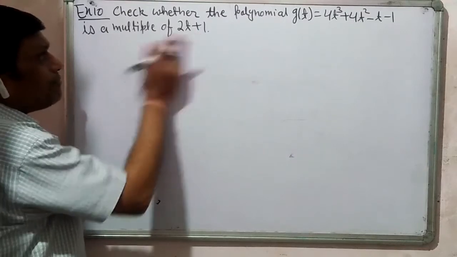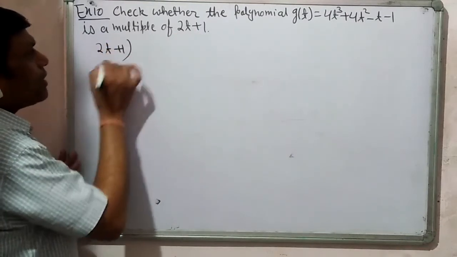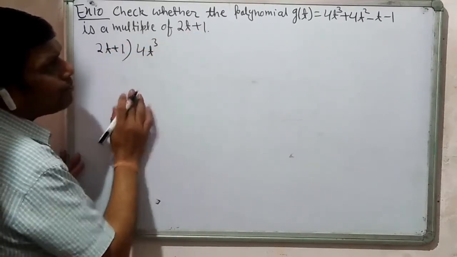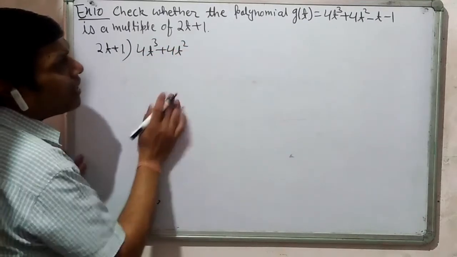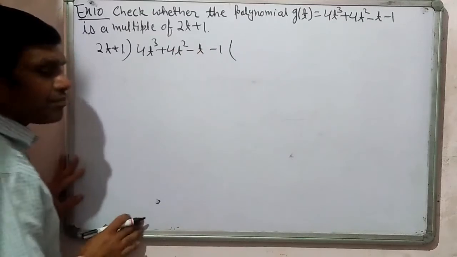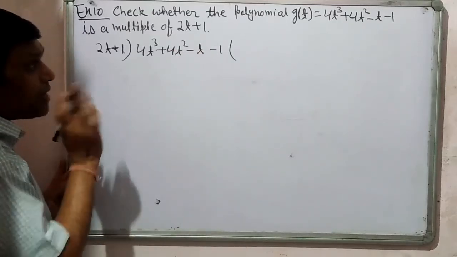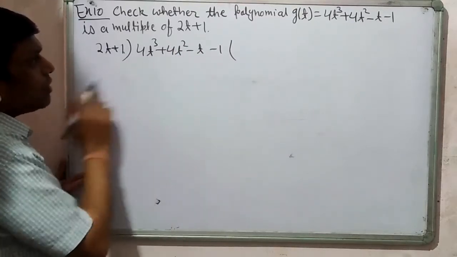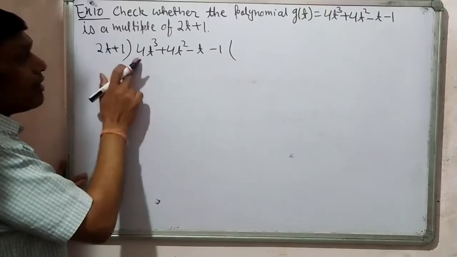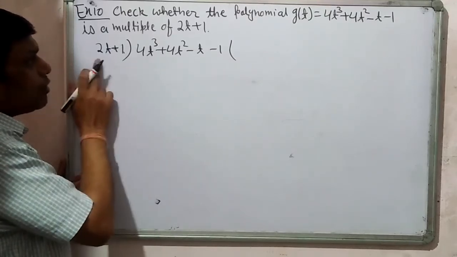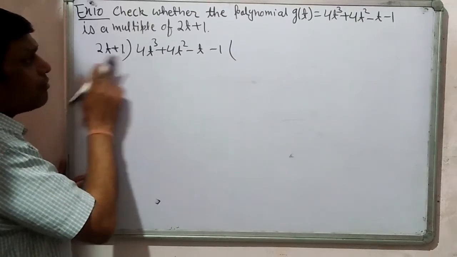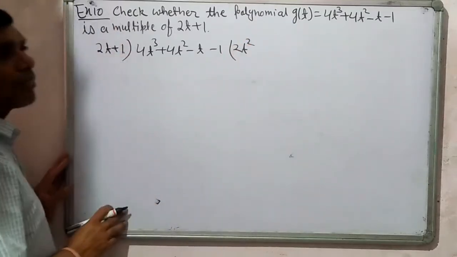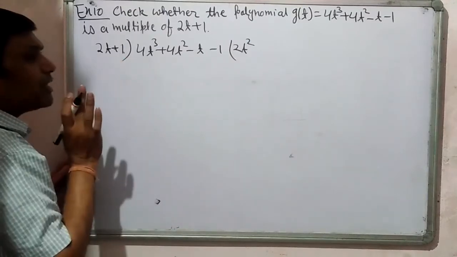What we do is twice t plus 1 divide 4t cube plus 4t square minus t minus 1. What should be the first step? Standard form, are they in it? Yes. No term missing. Power 3, 2, 1, 0. Divide highest degree term by the highest degree term. 4t cube upon 2t. How much? 4 upon 2, 2. T cube upon t, t square. Twice t square is the first term in the quotient.